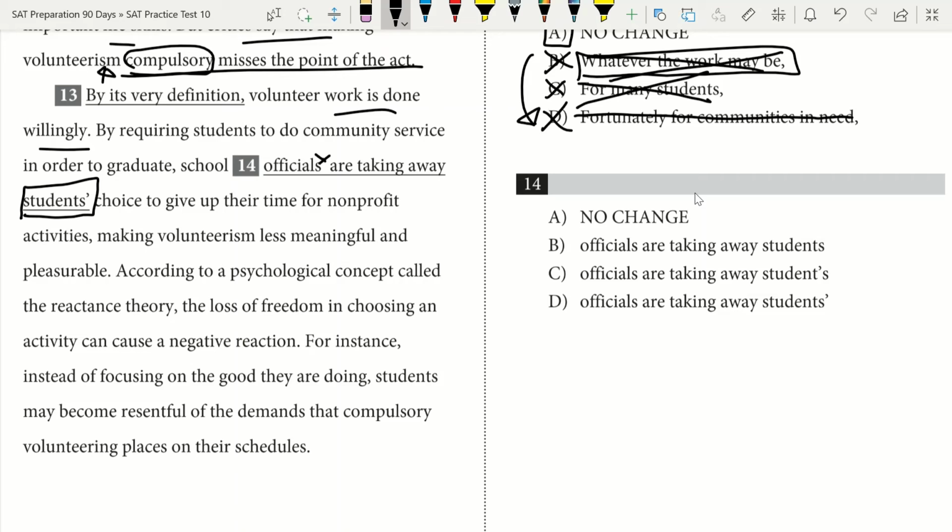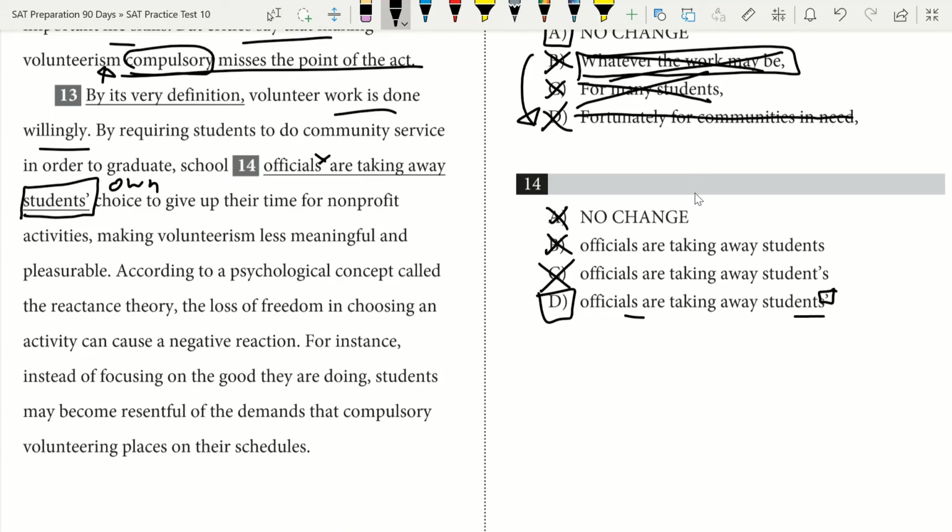If it's before the S, we'd be talking about one student. We're talking about multiple. And it also has to have the apostrophe after the S, because it is the students' choice. They own that choice. It is possessive. Okay, so our correct answer here is going to be answer choice D. We want to have no apostrophe after officials.